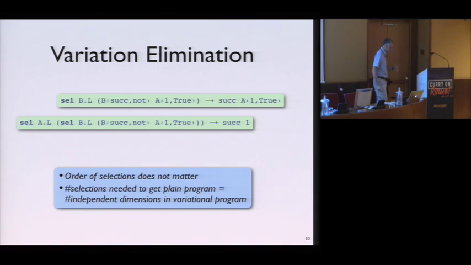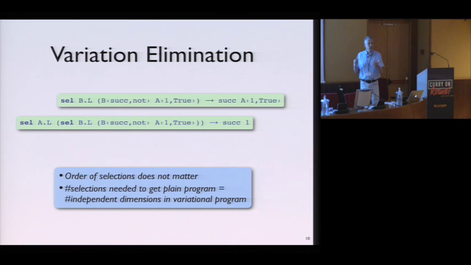Now, variation preserving computation is only one example of variational transformations, and variation elimination is another one. And this is just an example of the more general idea of variation aggregation. So elimination can be simply done by a function call that takes a selector as an argument and a variational program, and it performs the selection. And you can see here, if you have multiple dimensions in your program, you need multiple selections in order to get rid of all the variation to get a plain program.